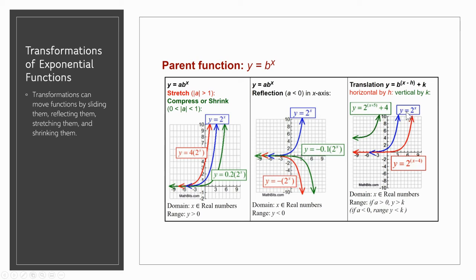Okay, so if you start with y equals 2 to the x, and if you say 2 to the x minus 4, well, that moved it to the right. And if you say 2 to the x plus 5, well, that'll move it to the left. Then the plus 4 will move it up. Okay, so that's all that's showing you, how they change.